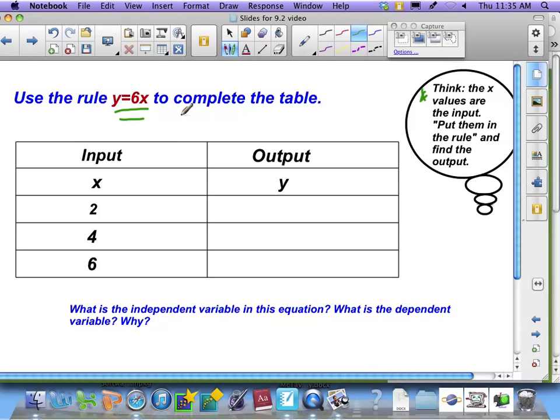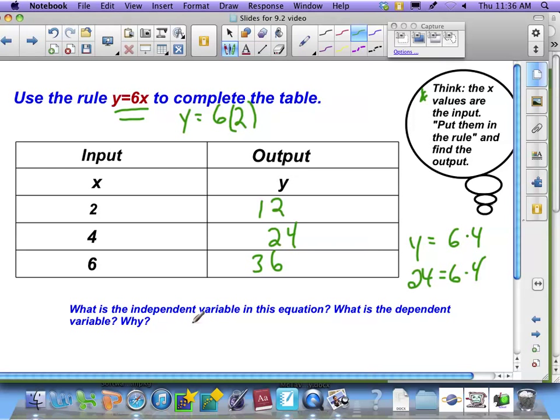So y equals 6x. If I substitute 2 for x, I'm putting it into the equation. It's my input. 6 times 2 is 12. So y is equal to 12. If I take the same equation, my x value is the input. I'm going to put that into the equation, and my output's y. 6 times 4 is 24. That's going to be my output. The last one, my input is 6. I'm going to put that in. 6 times 6 is 36.